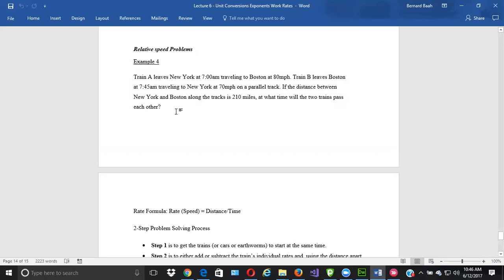A train leaves New York at 7 a.m., traveling to Boston at 80 miles per hour. Train B leaves Boston at 7:45 a.m., traveling to New York at 70 miles per hour on a parallel track. If the distance between New York and Boston along the tracks is 210 miles, at what time will the two trains pass each other? So the first thing you want to do is put down the information given.